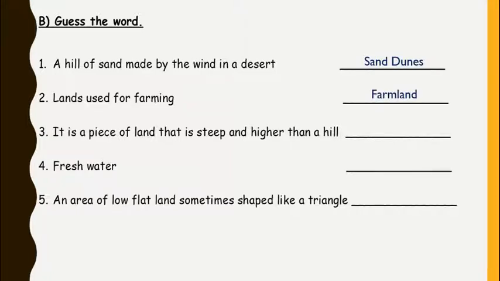Excellent, everyone. Okay, number three. It's a piece of land that is steep and higher than the hill. What has steep sides and is higher than the hill? Yes, the mountain. Okay. Number four. Fresh water. What's fresh water? The river. Excellent. Okay. Number five. An area of low flat land sometimes shaped like a triangle. We took it. Think. Yes, it's the delta. Okay. This was it for your classwork.